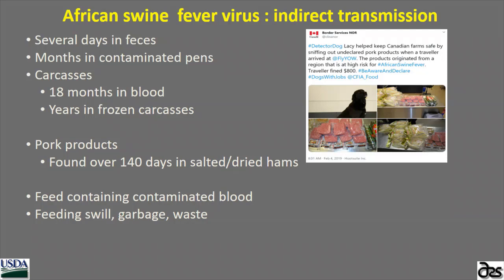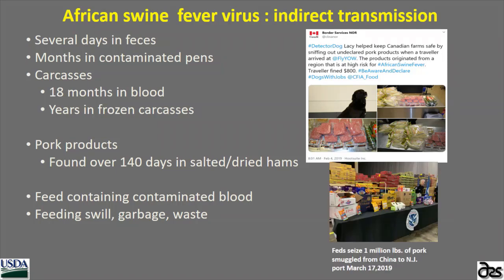And here's just a picture of some pork that was seized from an ASF positive country entering into Canada, and this was found earlier this year. And here's another picture from March where there was 1 million pounds of pork seized at the New Jersey port of entry that came from China.